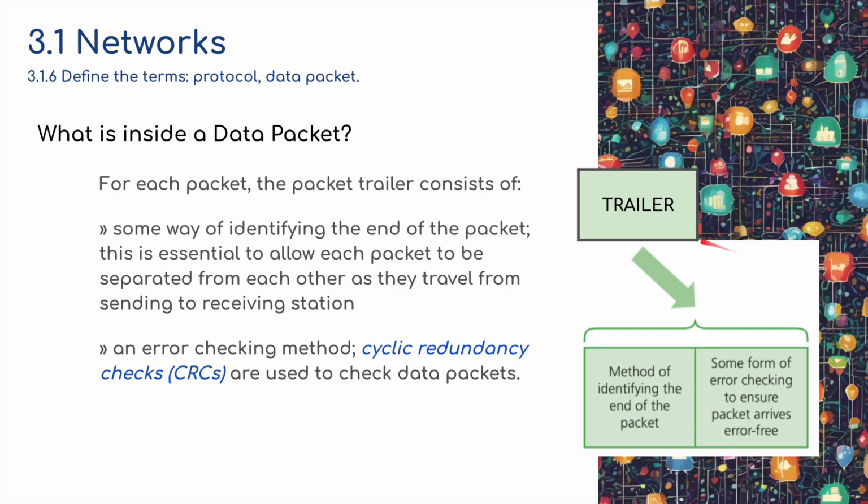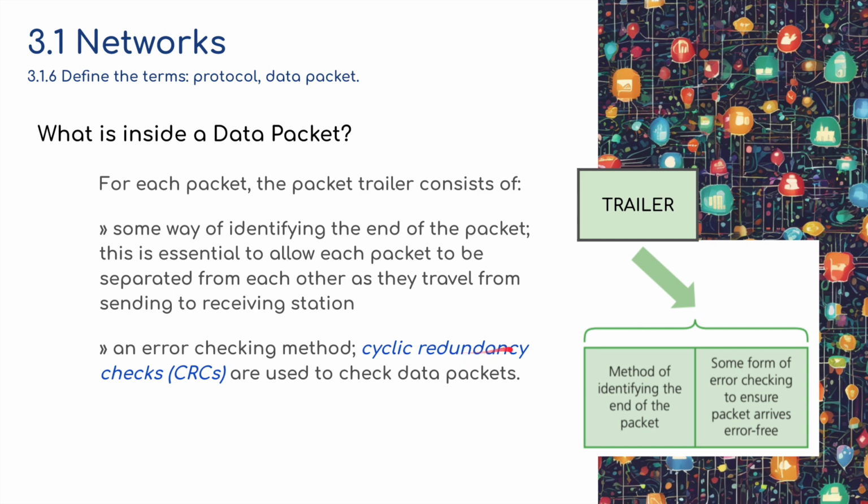Okay, and then finally, we've got the trailer. Again, for each packet, the trailer consists of, again, some way of identifying the end of the packet. This is essential to allow each packet to be separated from each other as they travel between nodes, and then finally at the end when they're received by the receiver's station. And error checking is usually put in place as well.